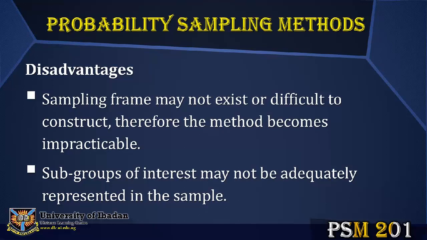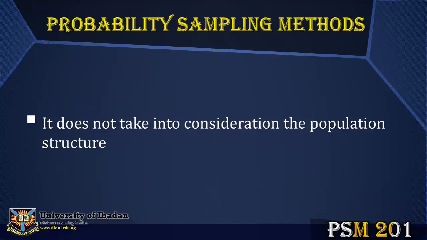Subgroup of interest may not be adequately represented in the sample. It does not take into consideration the population structure.